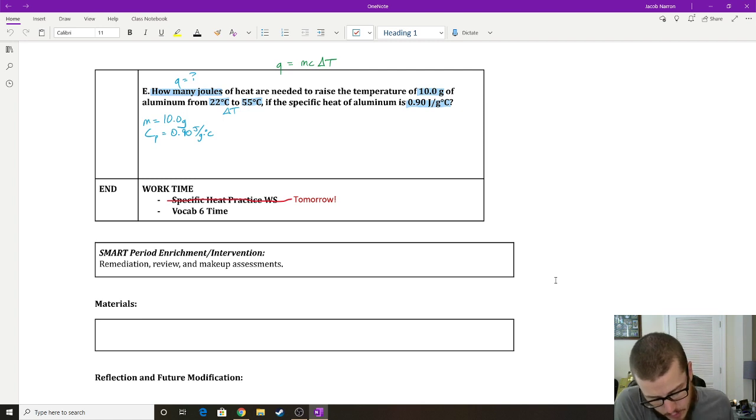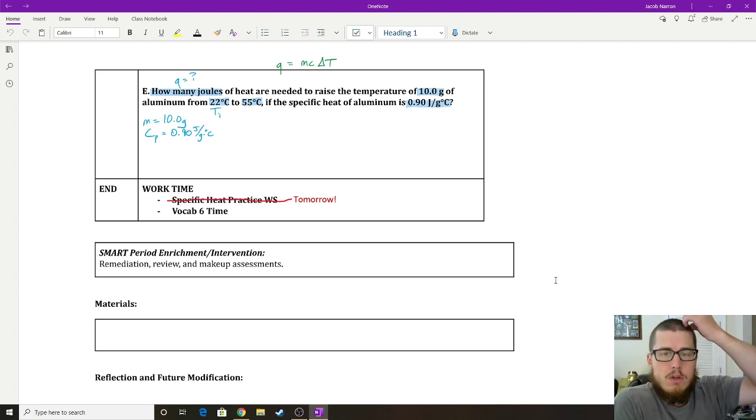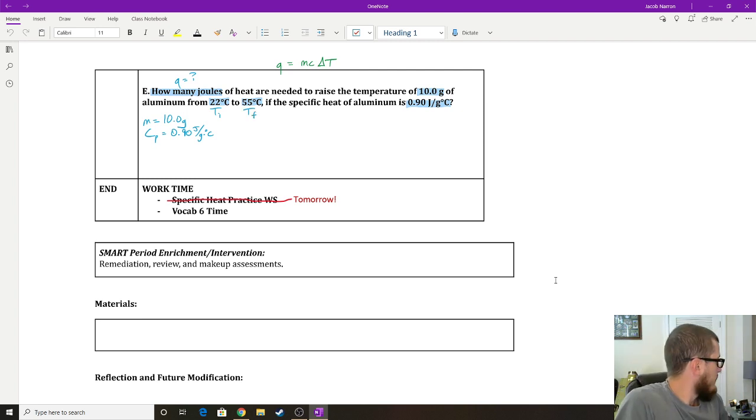And then we've got temperatures. We've got two of them. Now think about it this way. It's going from 22 degrees Celsius to 55 degrees Celsius. So what's my initial temperature? That right there. 22 degrees Celsius is what I start with. It's going from that to 55. So 55 is going to be T final. Okay, there we go.